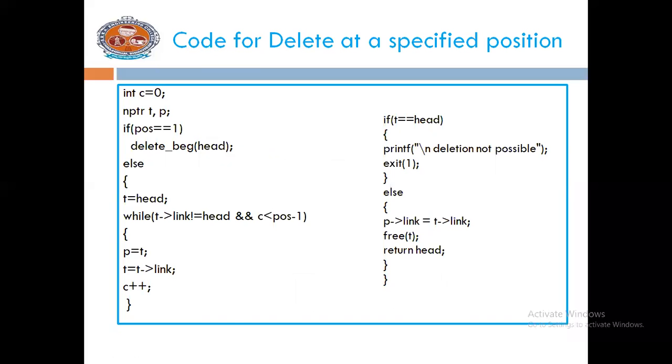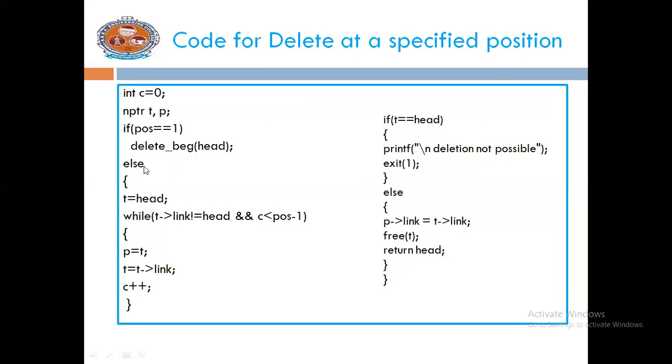So here is the code for delete at a specified position. If you understand the concept of deleting a node at a specified position, we can easily write the code. As I told you earlier, position is the input given by us from where we want to delete the node. If position is equal to 1, which means deleting the node from the beginning, here we can use the function delete begin.